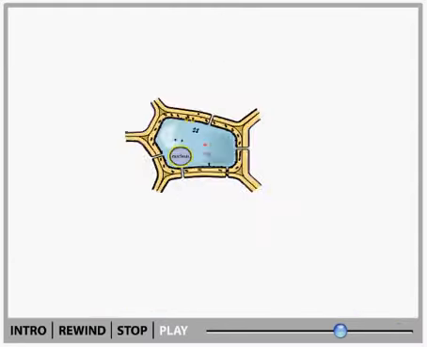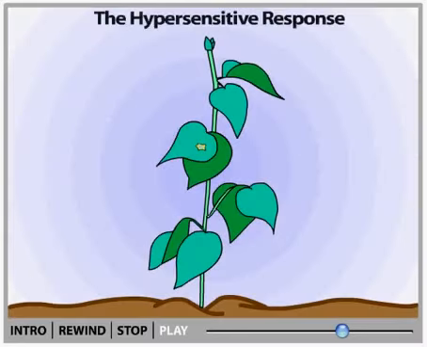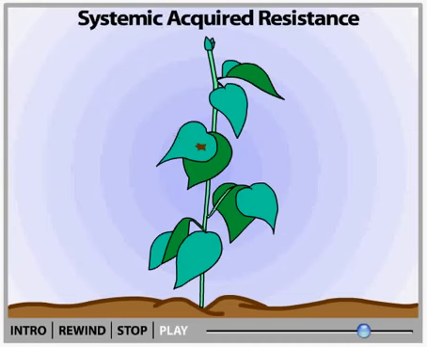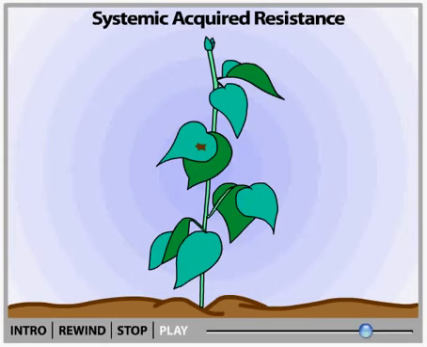A plant may also use a mechanism called the hypersensitive response to prevent widespread infection by an invading pathogen. In the hypersensitive response, infected cells essentially commit suicide, producing a patch of dead tissue called a necrotic lesion that walls off the pathogen. A phenomenon called systemic acquired resistance may then follow the hypersensitive response. In systemic acquired resistance, the entire plant increases its resistance to a wide range of pathogens.